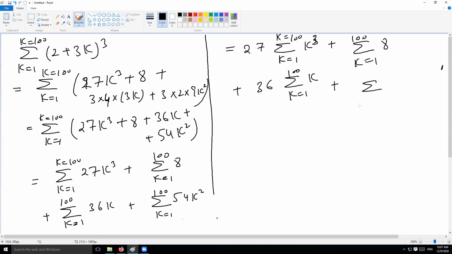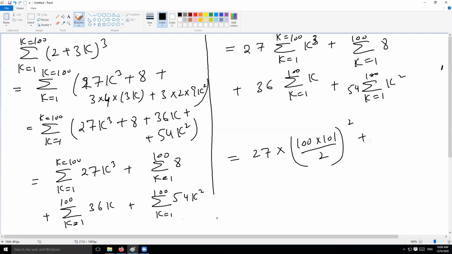Plus k equal to 1 to 100. So you pull out the 54 outside and you have the k squared inside. So what would be this sum now? I have 27 times the sum from k equal to 1 to 100 of k cubed. We know the formula: 100 times 101, in other words, n times n plus 1 divided by 2, and everything is squared.